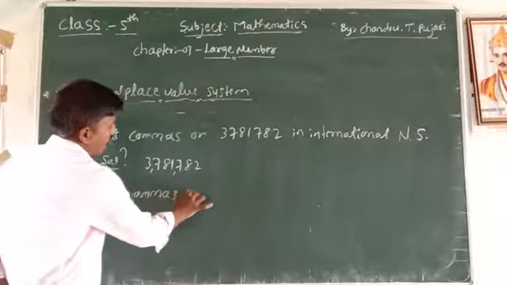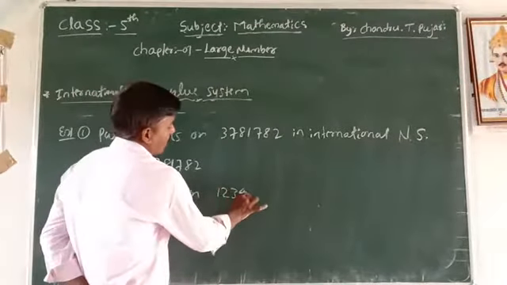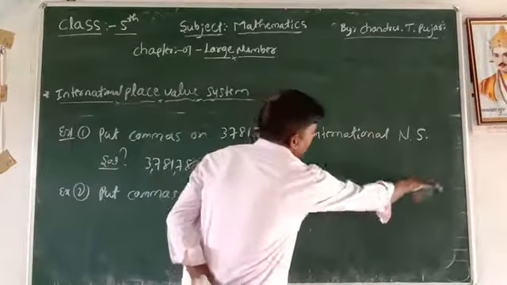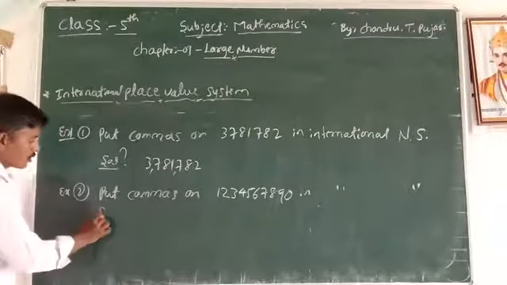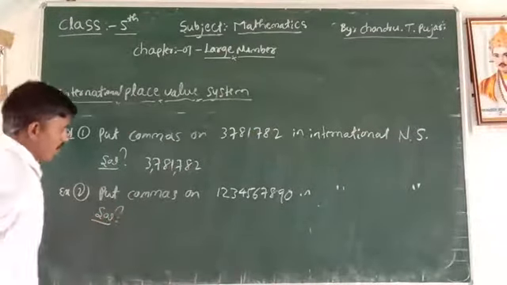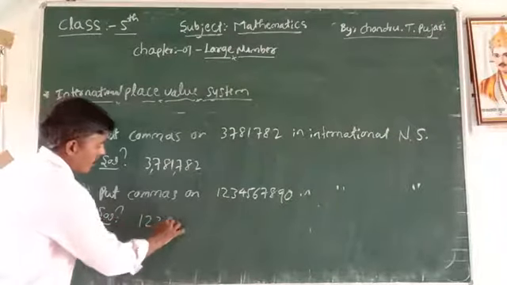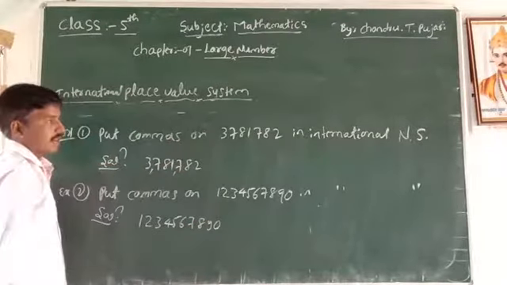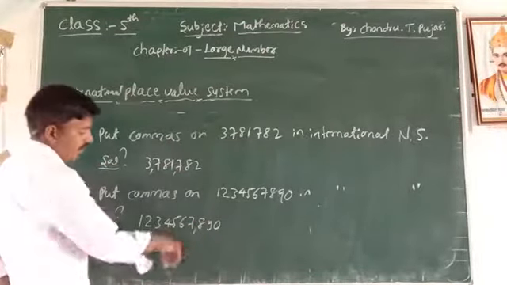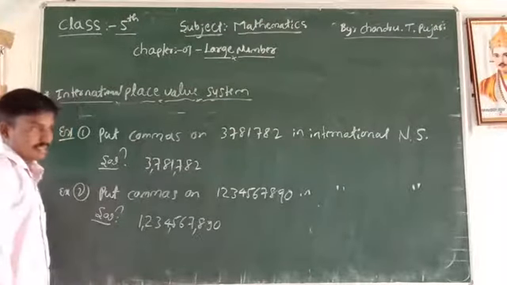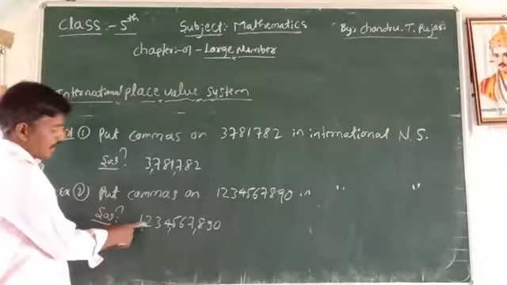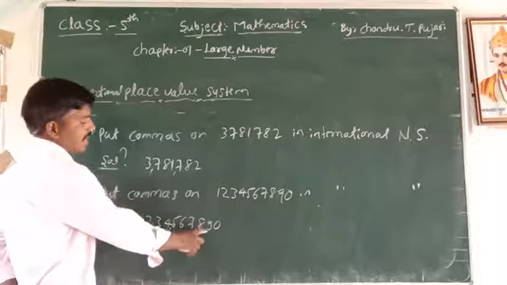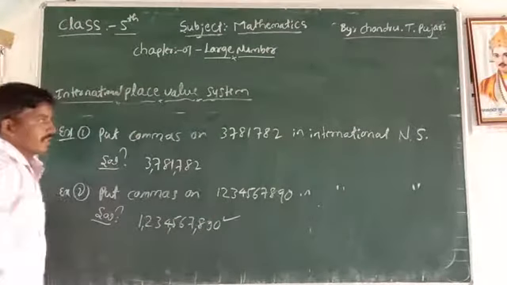Example number 2. Put commas on 1, 2, 3, 4, 5, 6, 7, 8, 9, 0 in the international number system. Solution: 1, 2, 3, 4, 5, 6, 7, 8, 9, 0 in the international system. All periods have 3 places. Therefore, first comma, second comma, third comma. The reading style is 1,234,567,890.